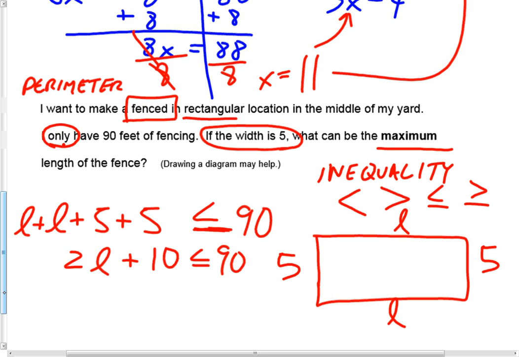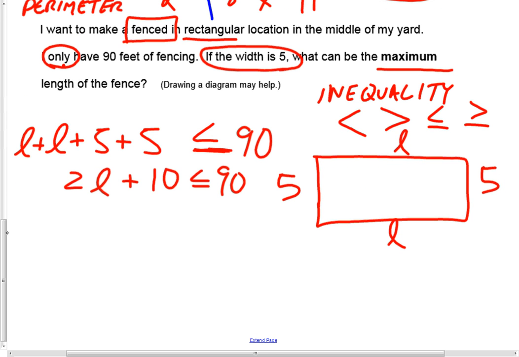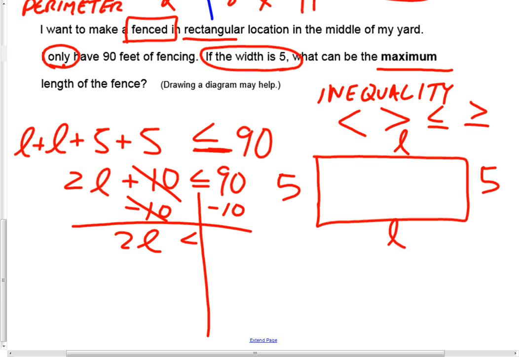Can you solve 2L plus 10 less than or equal to 90? I think you can. There's your wall. How do I get rid of that 2?